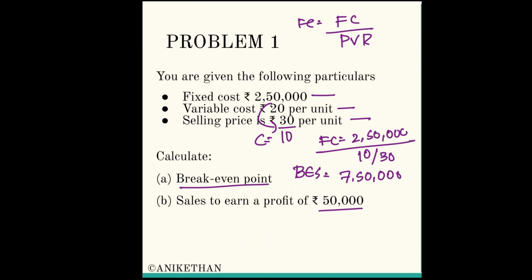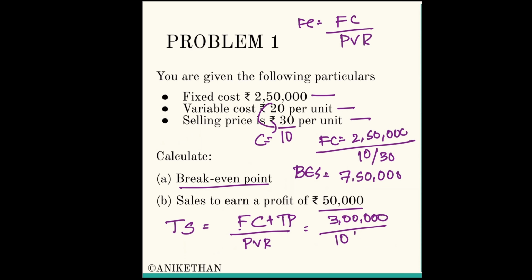And sales to earn a profit of 50,000. So the formula for that is not break-even sales. It's called target sales or desired sales, which is equal to (fixed cost plus target profit) over PVR. So this will be 2.5 lakh plus 50,000. So in the numerator 3 lakh divided by PVR 10 over 30. So this is equal to 9 lakh.